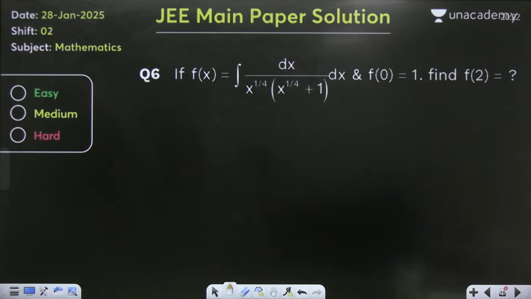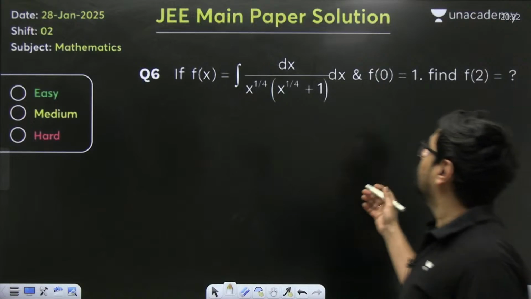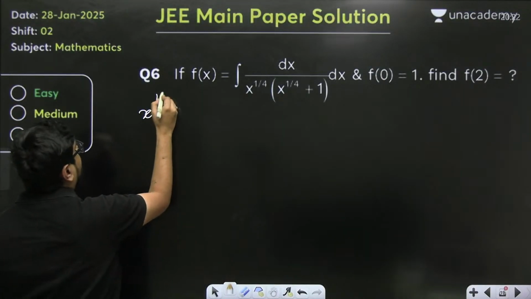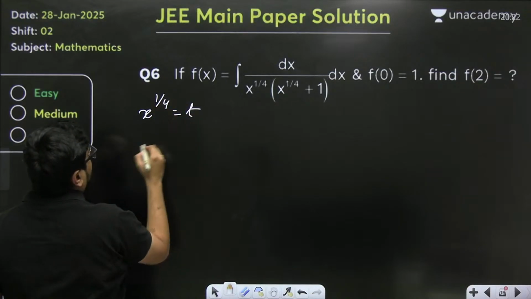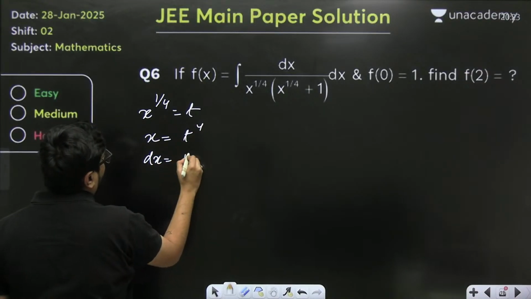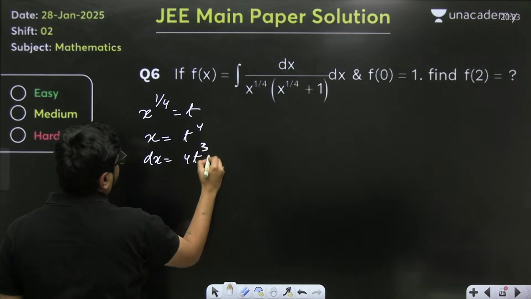This is one question which also looks very straightforward. You can put x to the power 1 by 4 as t and move forward. I think without using any shortcuts or tricks, we can simply put x to the power 1 by 4 equal to t. So this will give us x equal to t to the power 4, so dx will be equal to 4t cube dt.